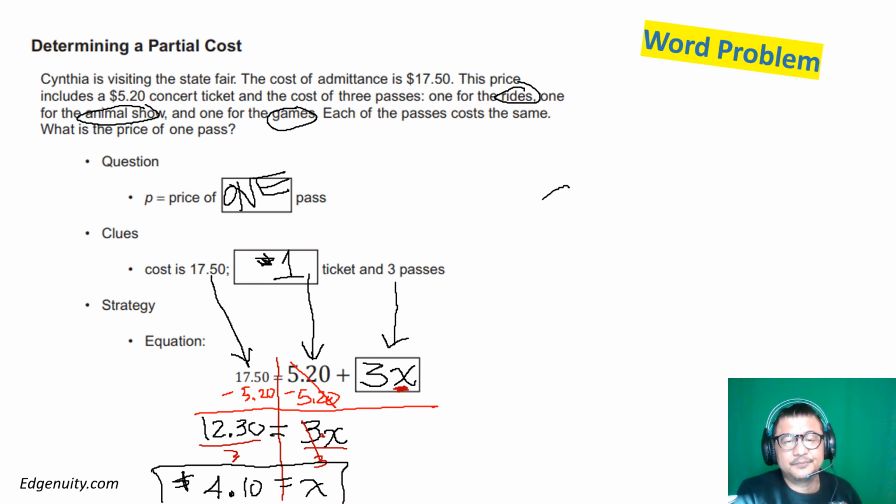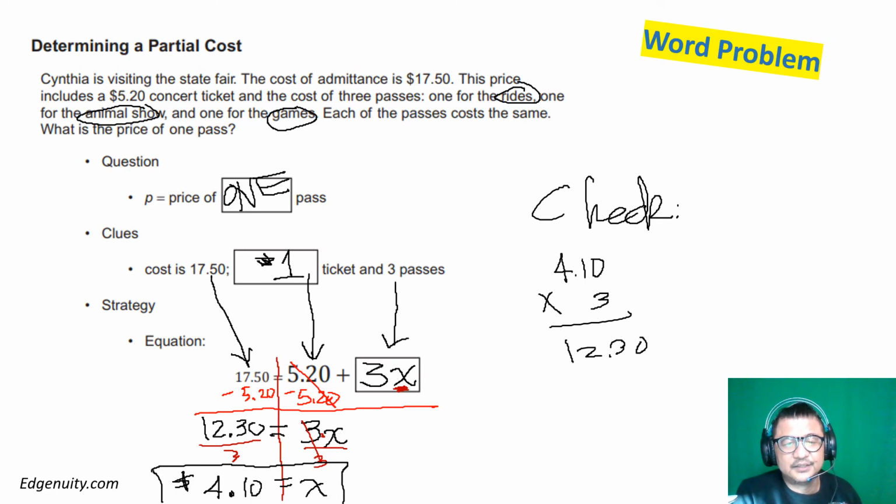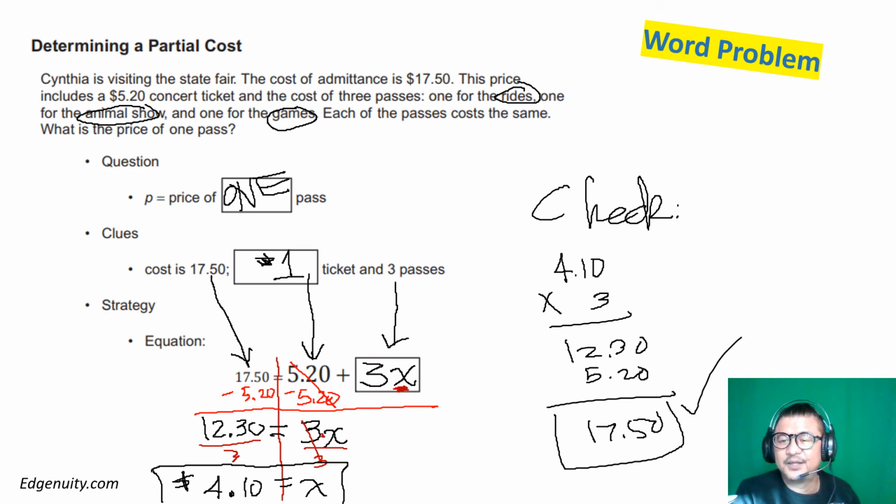You can check. Check. So, $4.10 times 3 will be $12.30. Okay. And then add your 5.20. It becomes 17.50. Yes, that's what we paid for. Okay, we're good.